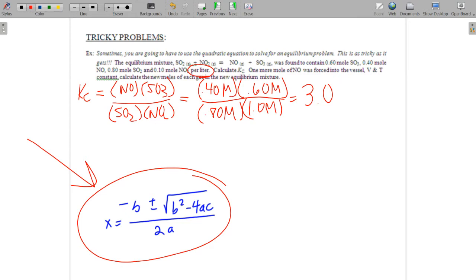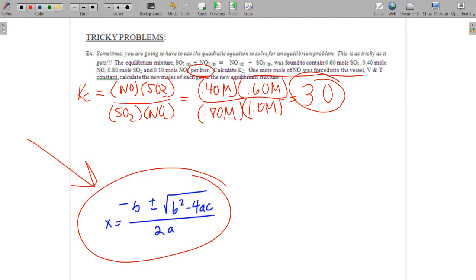Now, it says, once we've calculated the Kc, and remember that is a constant, 1 more mole of NO was forced into the vessel. Dang. So what that does is that screws up the equilibrium. That shoves the equilibrium in a different direction. So the first thing that we have to do is figure out which direction it's going to go.